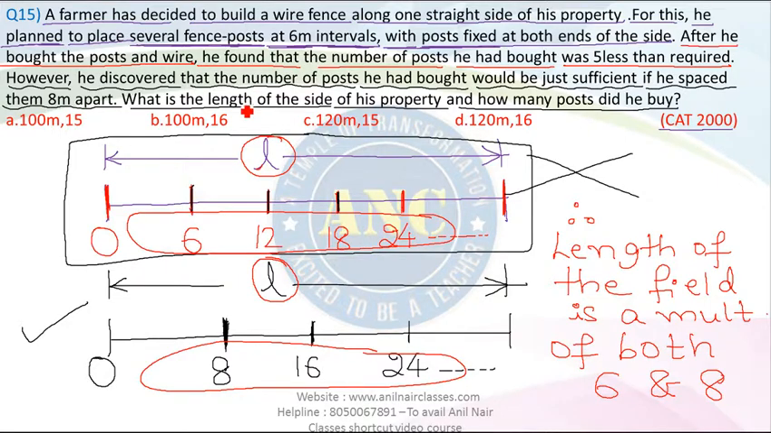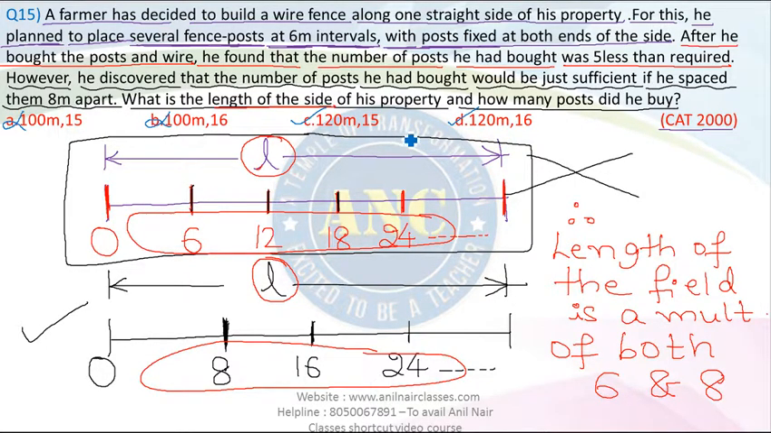Your question is, find the length of this side or whatever it is. Find the length of his property. Answer should be a multiple of 6. It should also be a multiple of 8. 100 is not a multiple of 6 or 8. This 100 is also not a multiple of 6 or 8. Answer should be option C, because 120 is a multiple of 6 and 8. This option D is also having 120, which is a multiple of 6 and 8.